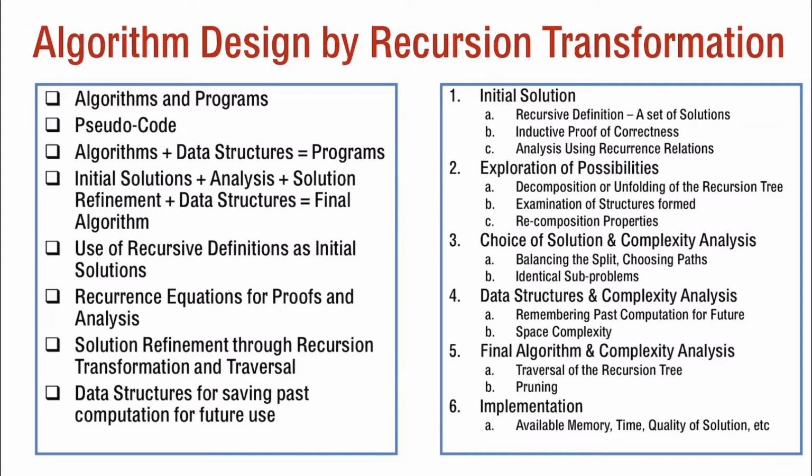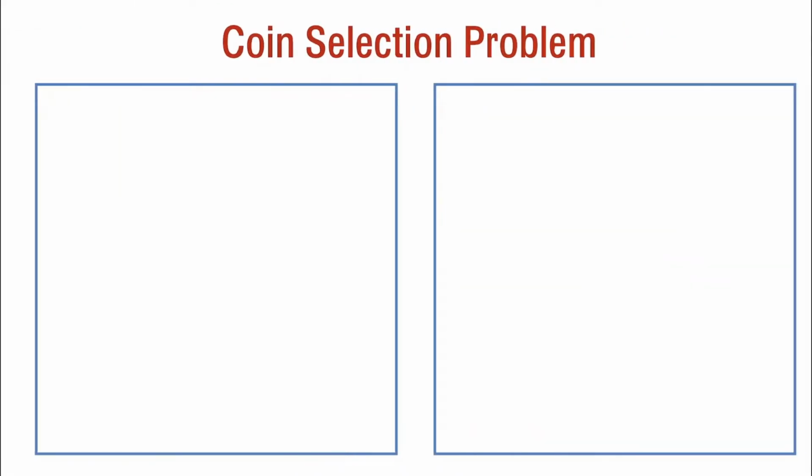In addition, we have seen that we may require data structures to remember the past computation and how much additional space we require as we proceed. Today we will also look at 5a and b, and therefore the problem that we shall choose today is a very interesting problem. The problem that we choose today is called the coin selection problem.